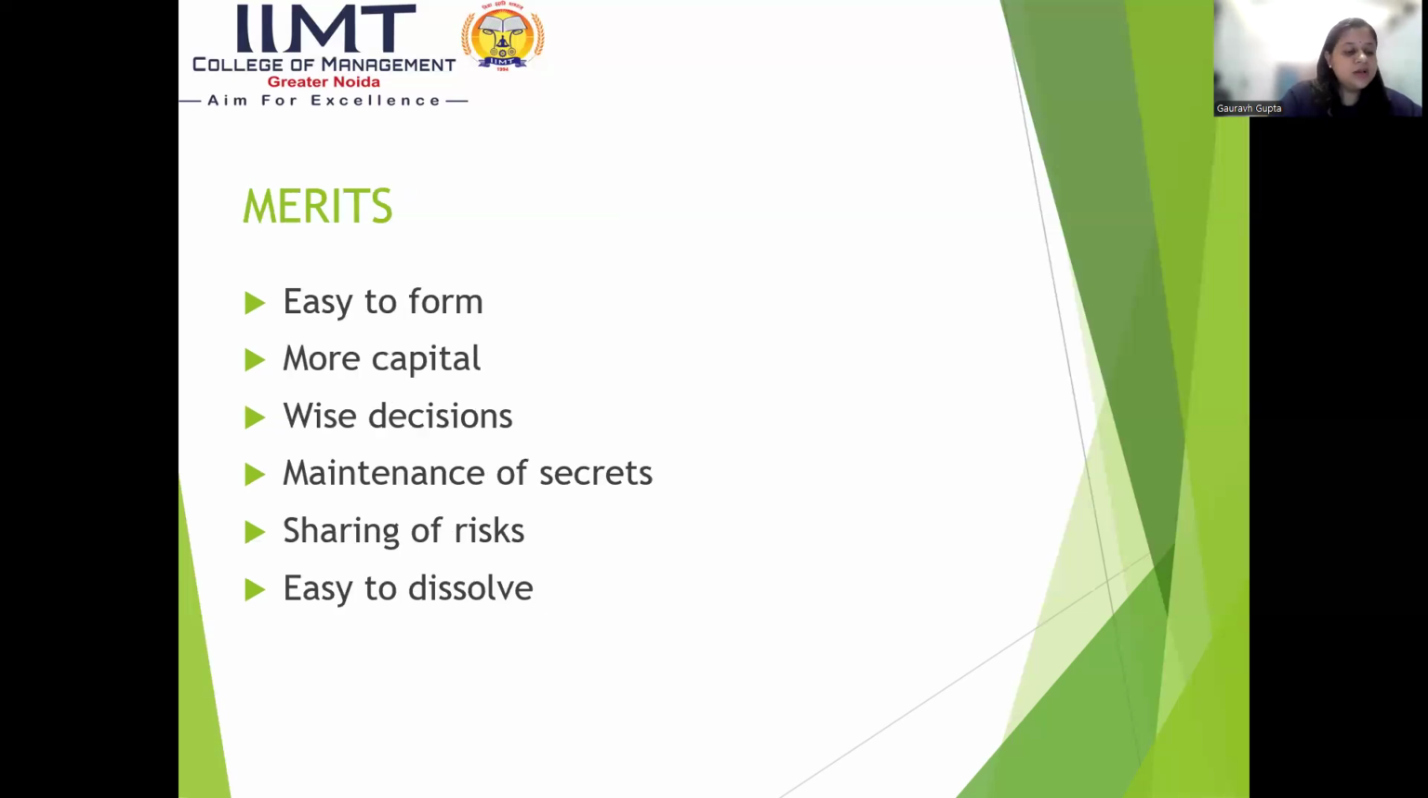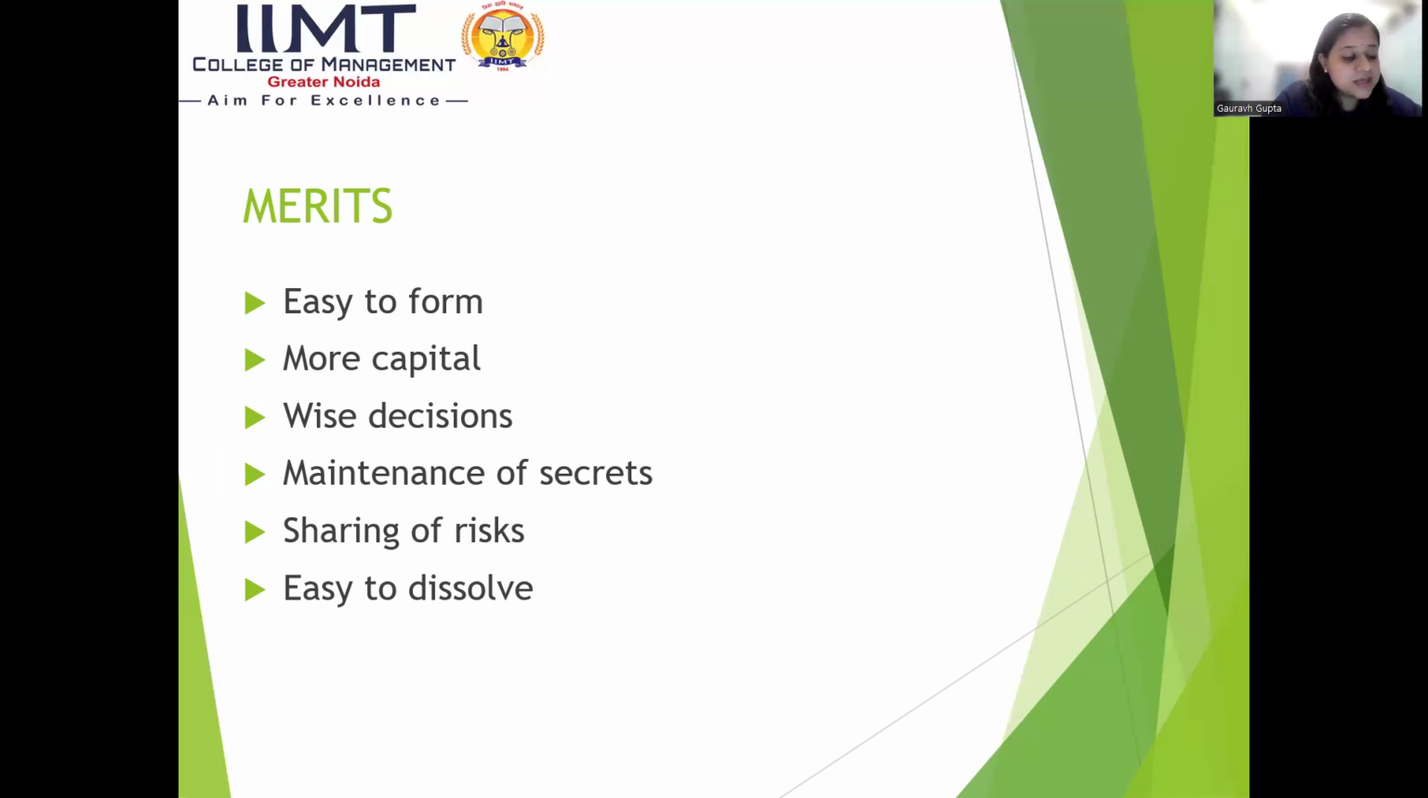Merits of partnership. As we have already discussed in sole proprietorship, in partnership also it is very easy to form and easy to wind up. Not many legal requirements are there in partnership business. More capital. As we discussed, in sole proprietorship only one individual is there. In partnership business, two or more persons are there. So everyone is contributing capital. So we have more capital as compared to sole proprietorship.